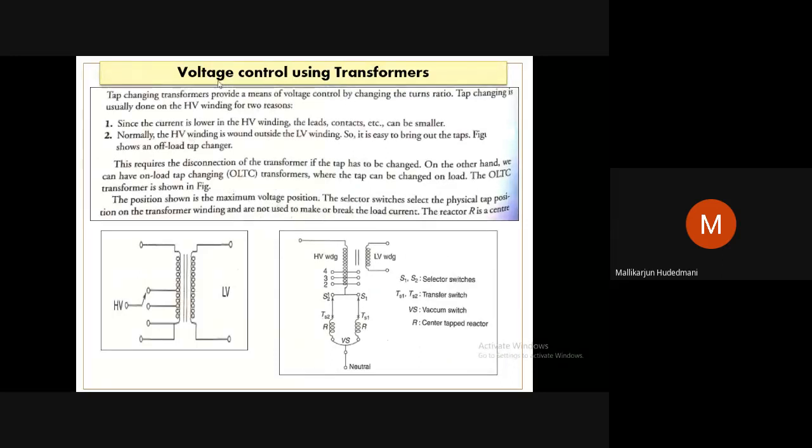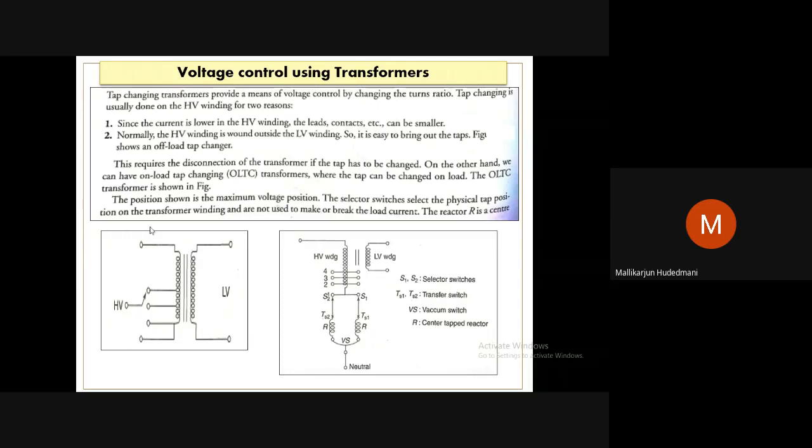Then we have another concept: how voltage can be controlled by using transformers. I will just initiate this and I will close the session. Tap changing facilities are one of the important add-ons to the transformer for the control of voltage it is delivering to the other side.